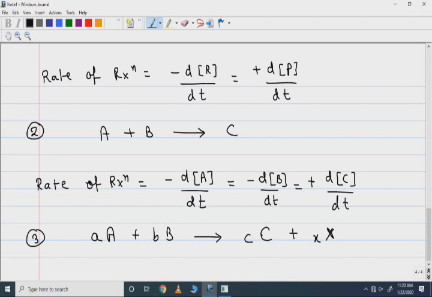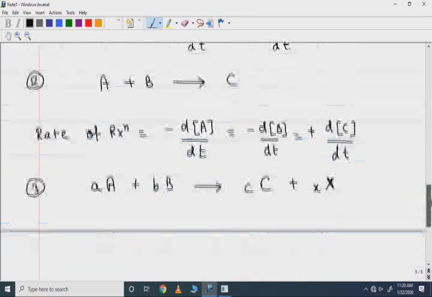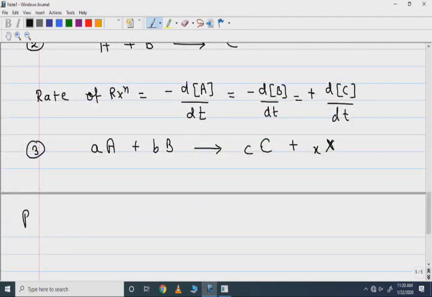Guys, remember one thing, whenever we have to write the rates, we will always talk about 1 mole, or we can say 1 molecule. Okay, so similarly here as well I'll talk about 1 mole. But the problem is the coefficients are given to us. So I'll convert them. For that, just look at your screen, what you have to do for the rate.